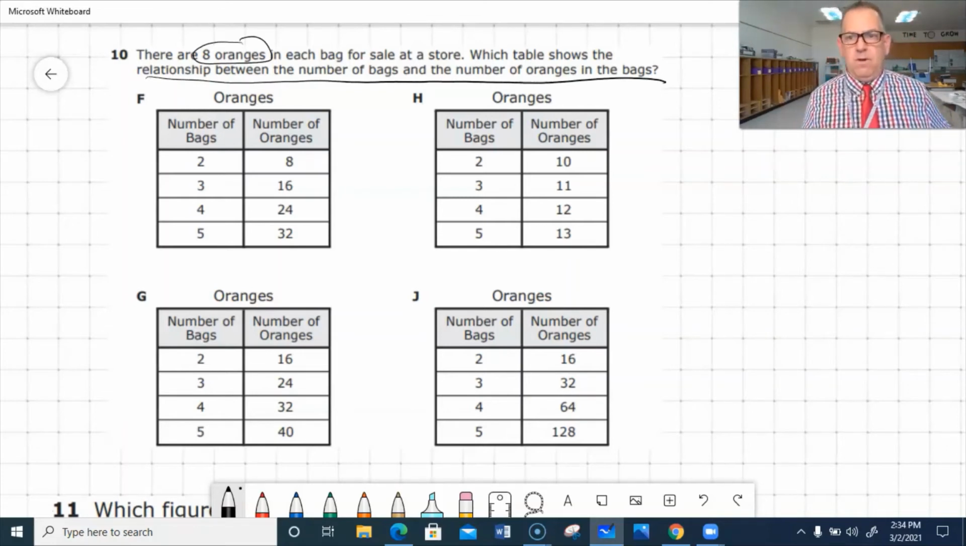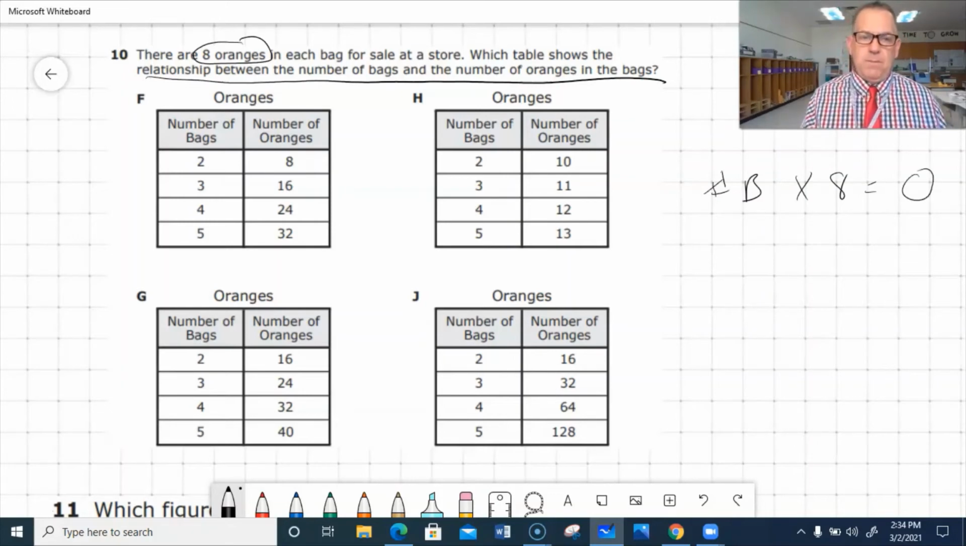So for every bag, there's going to be 8 oranges. Sounds like equal size groups. So the relationship would be number of bags, we'll put number of B, times 8 will equal the number of oranges.